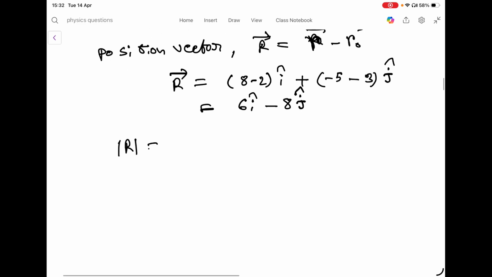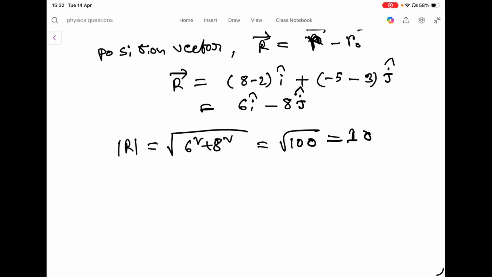So what will be the modulus of r? This will be root under 6 square plus 8 square. So this will become 100. So root under 100 equal to 10.